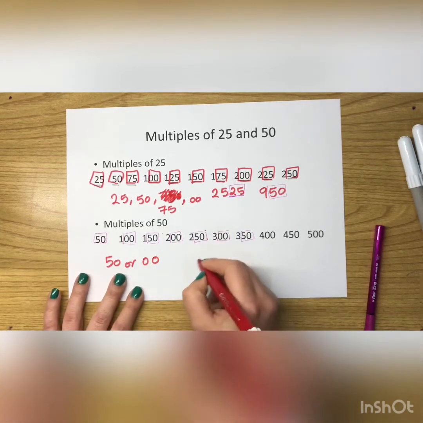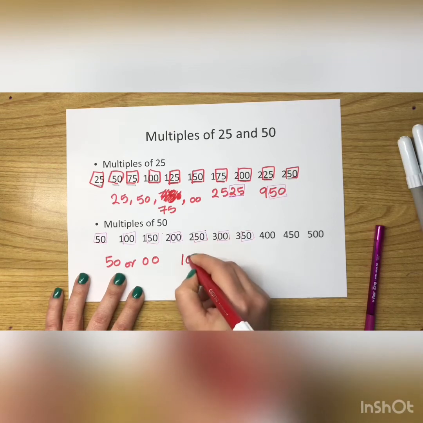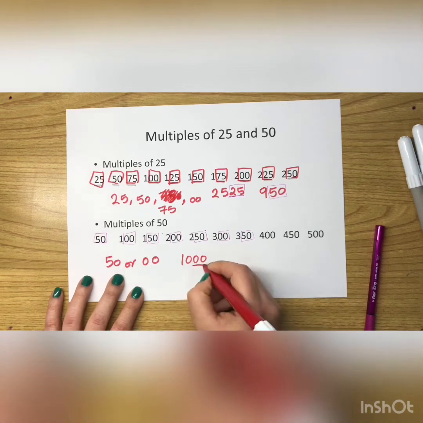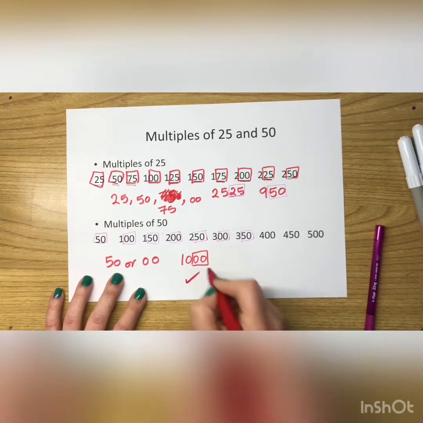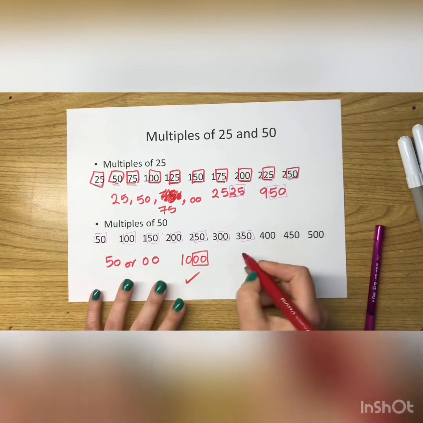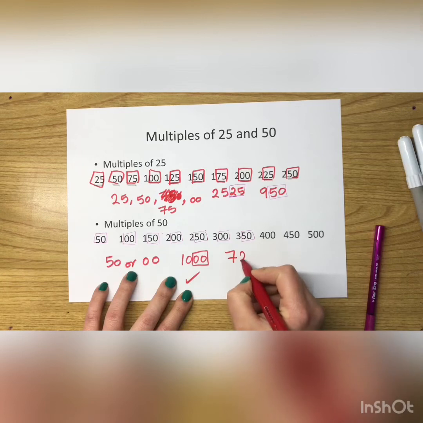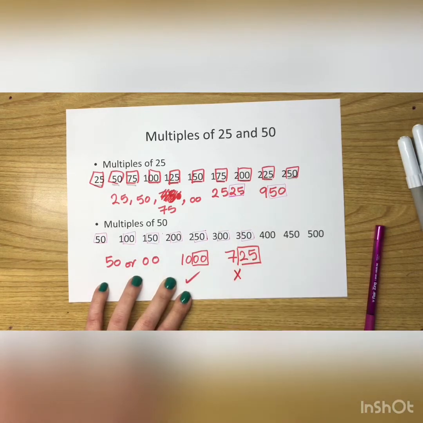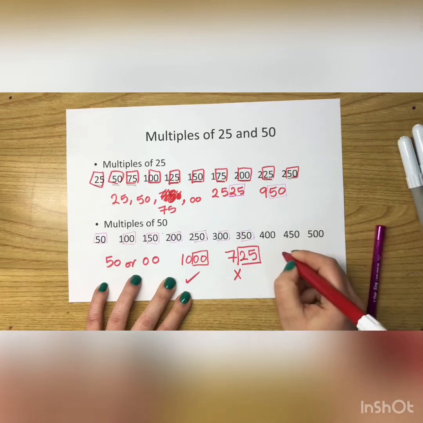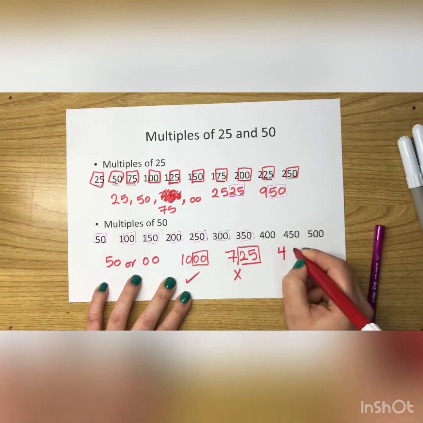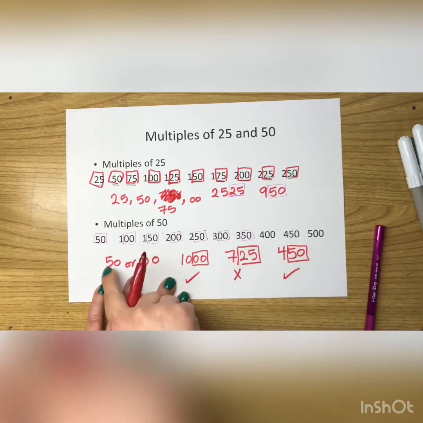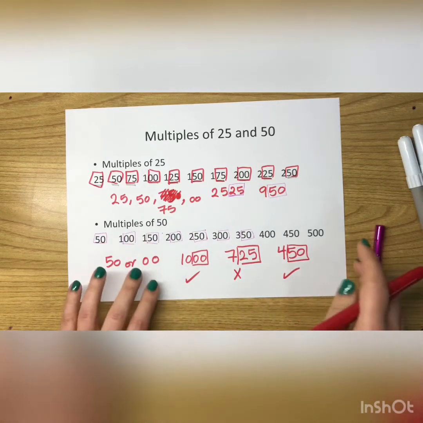Example: is 1000 a multiple of 50? Look at the ones and the tens place. It has 00, so yes, 1000 is a multiple of 50. How about 725? Look at the 25. It's not one of these cases, so this one is not. Another case, 450. Look at the 50 here. So yes, 450 is a multiple of 50. Great job, guys.